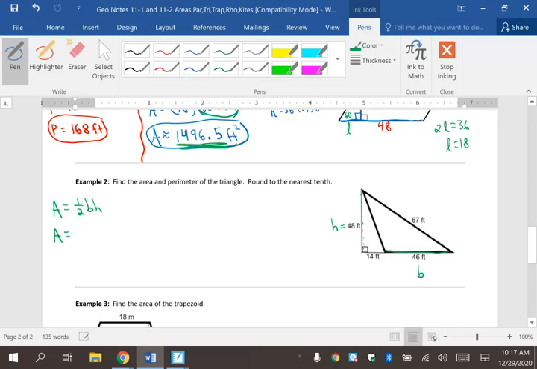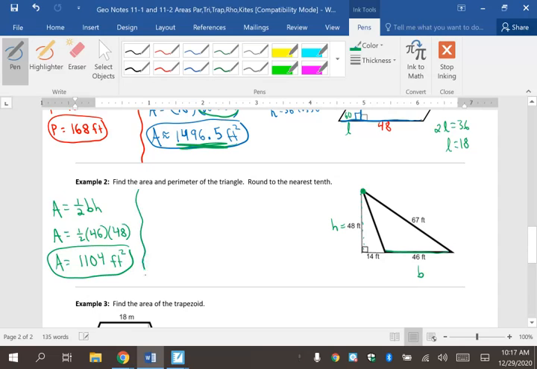So we have area equals 1/2. The base is 46. The height is 48. So multiply. The base has to be a part of your triangle, but the height does not. It just has to be perpendicular to the base from the vertex opposite to the base. So 1/2, or 0.5 times 46 times 48 is 1,104. And this would be square units. So this is square feet.